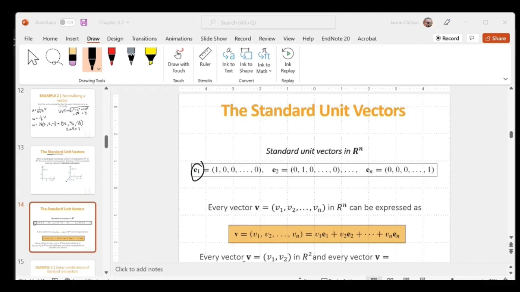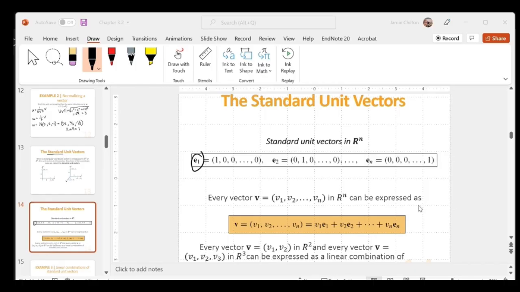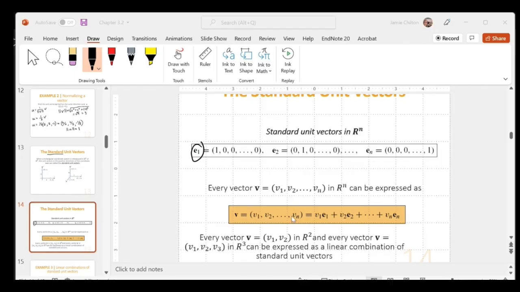So just realize there's going to be quite a few ways that you're going to have to remember that these things are notated. Here, every vector in real space can now be expressed as a linear combination of standard unit vectors. So make sure you check out your standard unit vectors and how you're writing them. If you're looking at more than 3 dimensions, you're going to be using the little e.